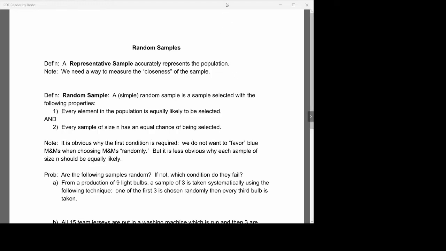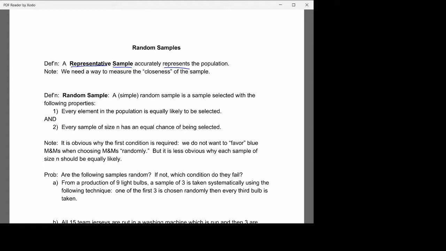Okay, in this lesson, we're going to look at random samples. Let's start with just what a representative sample is. I kind of broke a rule here and used the word representative in the definition, but a representative sample accurately represents the population. So it should look like the population. It should have features just like the population does.